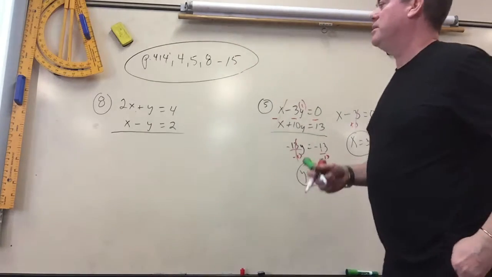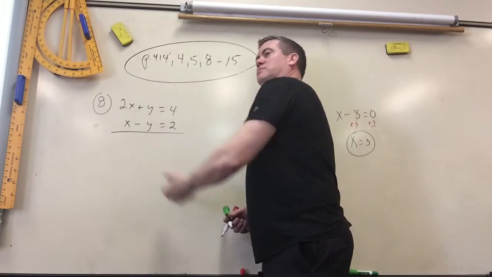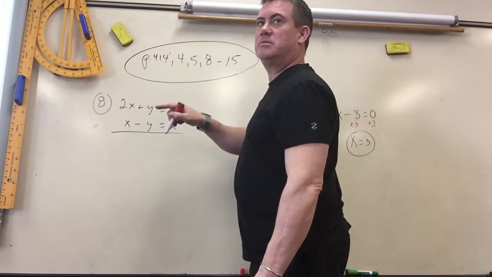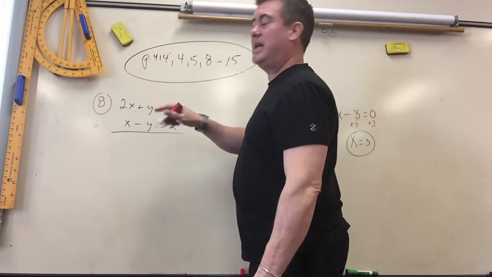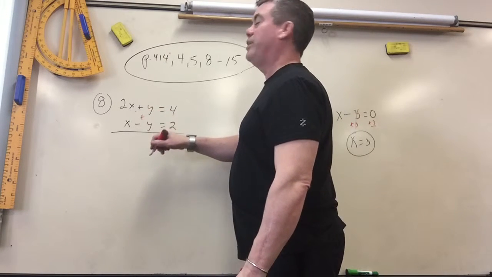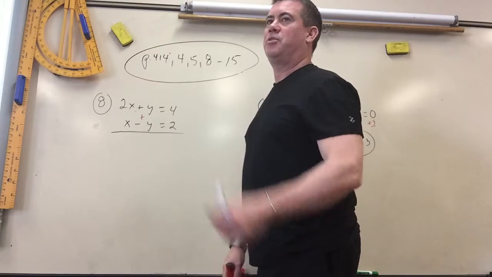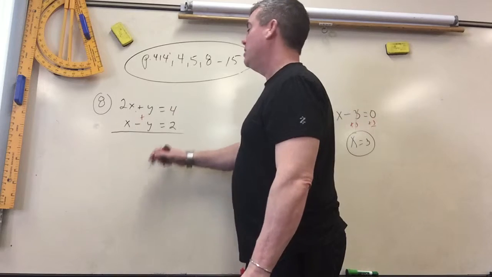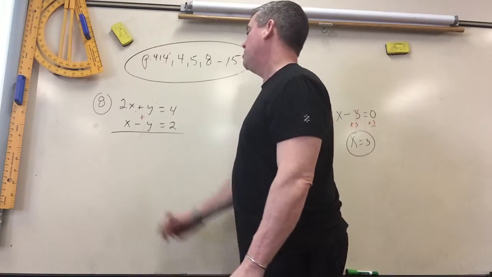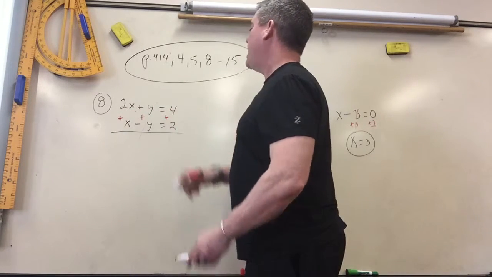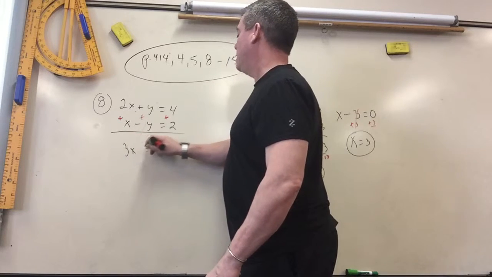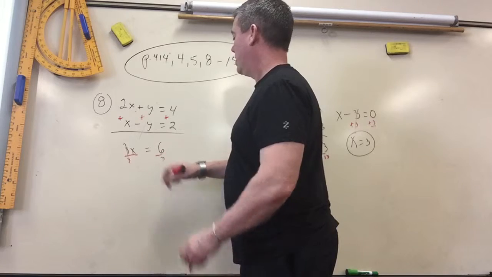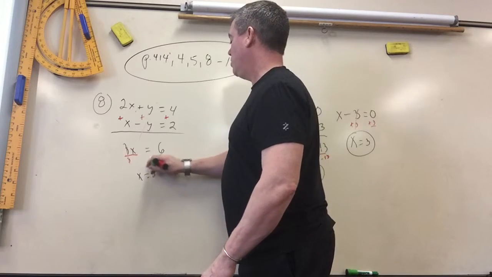So for this one, it's the y's that would cancel. Since they're opposite signs, you would add. When they're the same sign, you subtract. If they're both negative, you subtract. If they're both positive, you subtract. When they're different, you add. Because y plus a negative y is 0. So add the others and you'd get 3x equals 6. So then x equals 2.